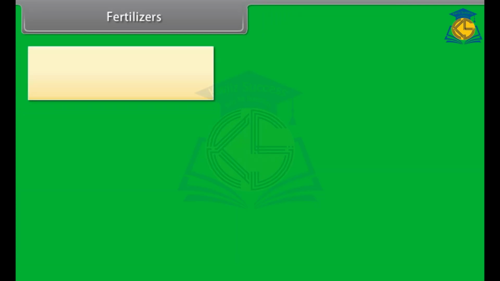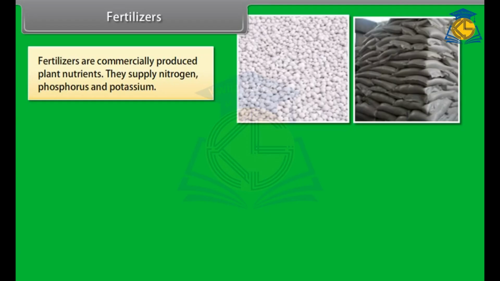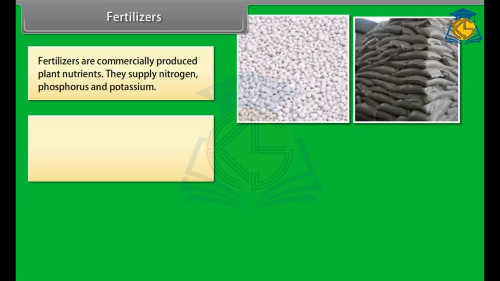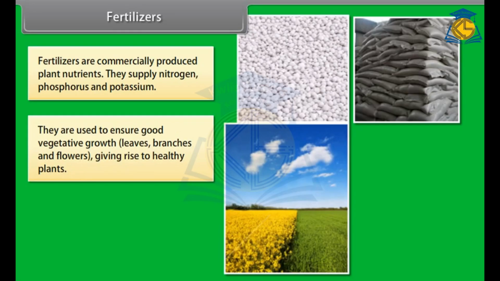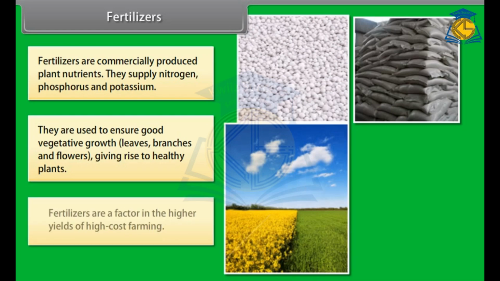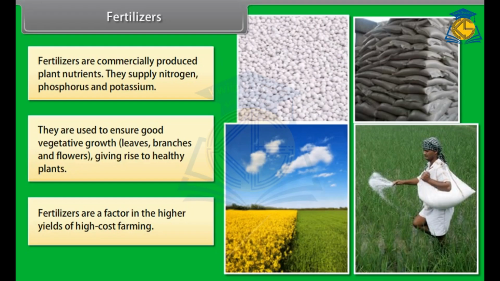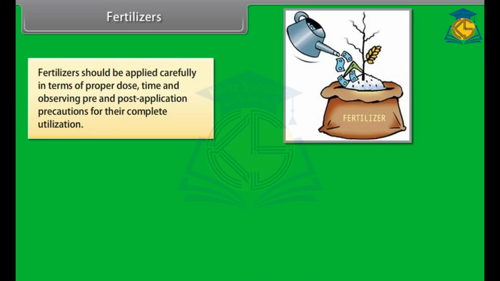Fertilizers. Fertilizers are commercially produced plant nutrients. They supply nitrogen, phosphorus and potassium. They are used to ensure good vegetative growth, leaves, branches and flowers giving rise to healthy plants. Fertilizers are a factor in the higher yields of high-cost farming. Fertilizers should be applied carefully in terms of proper dose, time, and observing pre- and post-application precautions for their complete utilization.